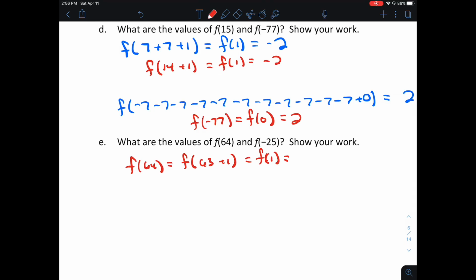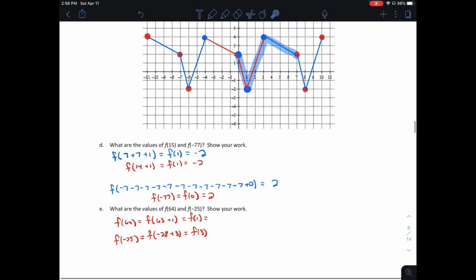F of negative 25. If I'm doing multiples of 7, I could do this in a couple different ways, and it's going to work out either way. I could say negative 28, that's a multiple of 7, but I went too far. I need to get to negative 25, so I'm going to add 3 to this, which means this is equivalent to f of 3. So if I look here, what is f of 1? That's negative 2. What is f of 3? That is a positive 4.